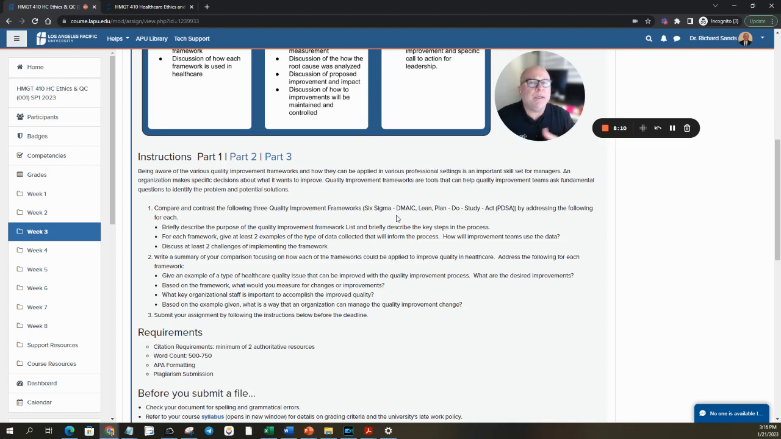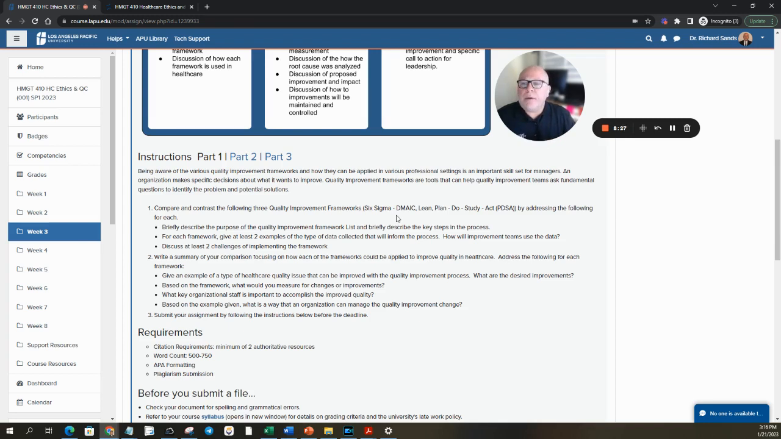Lean, and under Lean, there's a number of models too: Kaizen, 5 Why, things of that nature. And then Plan, Do, Study, Act. Those are 3 distinctively different models.